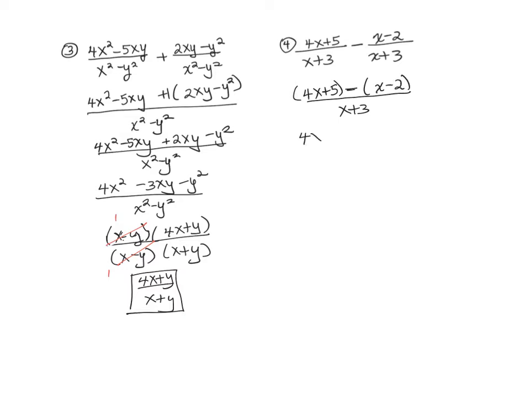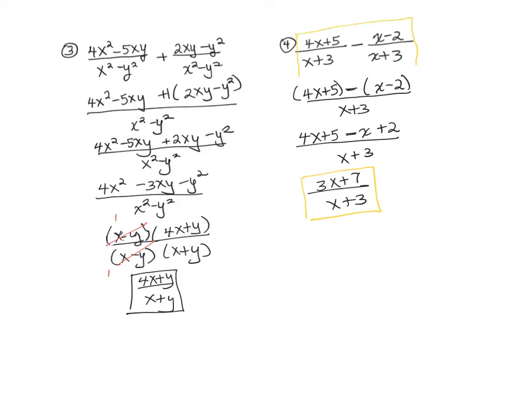So we get 4x plus 5. And here, because we're subtracting x minus 2, it becomes minus x plus 2. And that's a very common error. We combine like terms. We get 3x plus 7 over x plus 3. And this cannot be factored. We cannot divide through. And that's our final answer, with the understanding that x is not equal to negative 3. It's very fun to compare the graph of this function to the graph of the difference of these two functions. They should overlap. And we'll try to do that at the end of the lesson today.